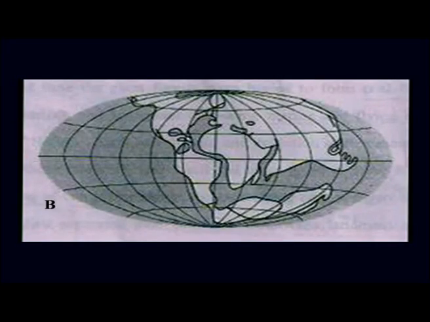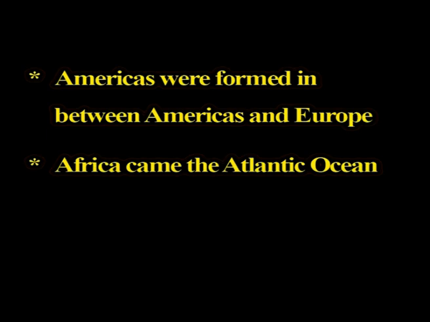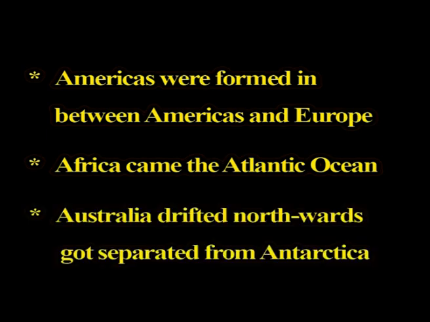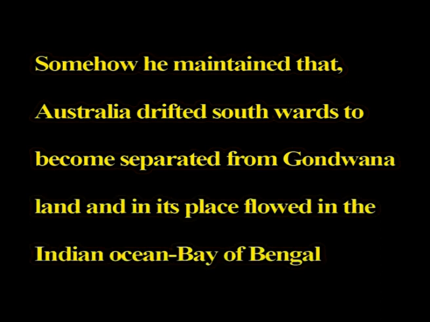The result was that the Americas were formed in between the Americas and Europe. Africa came, the Atlantic Ocean. Similarly, Australia drifted northwards and got separated from Antarctica. Somehow, he maintained that Australia drifted southwards first to become separated from Gondwana land, and in its place flowed in the Indian Ocean and also the Bay of Bengal.